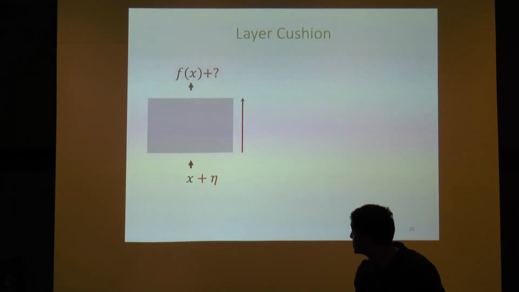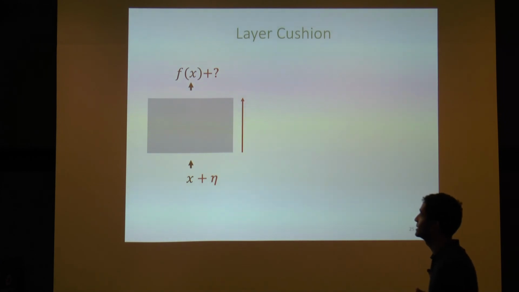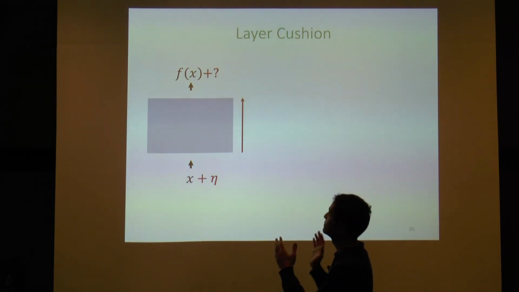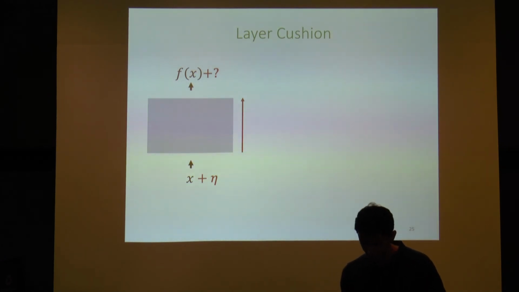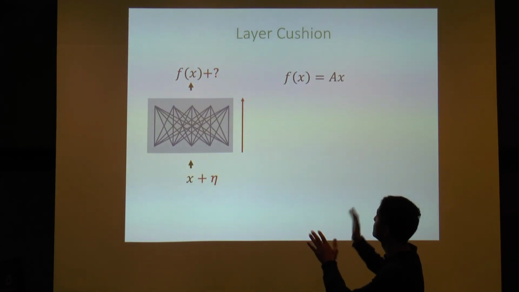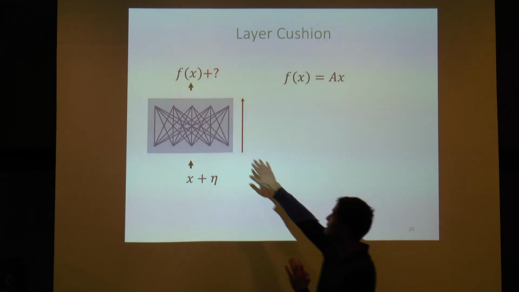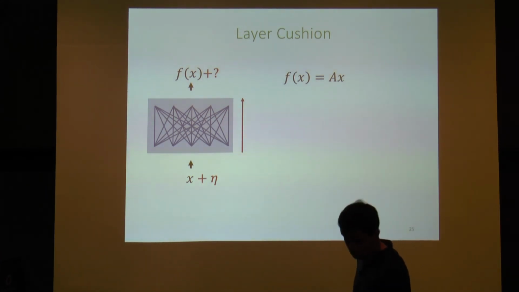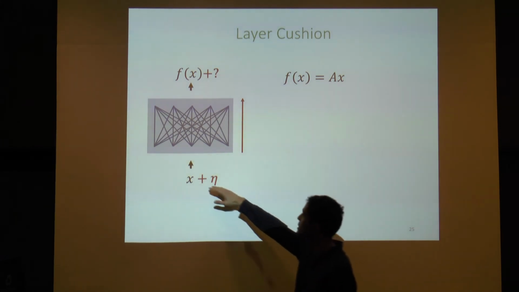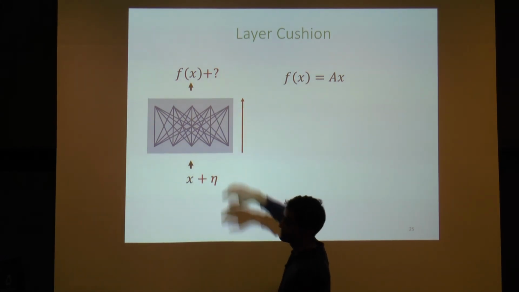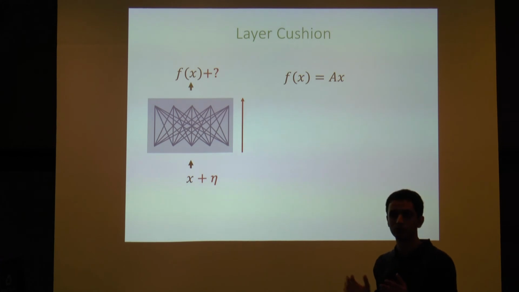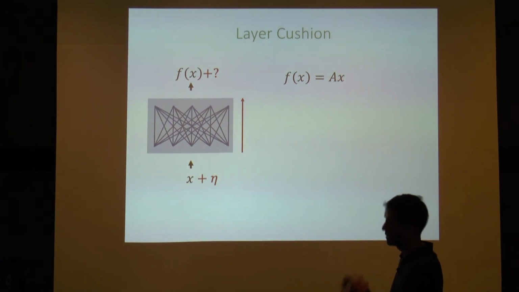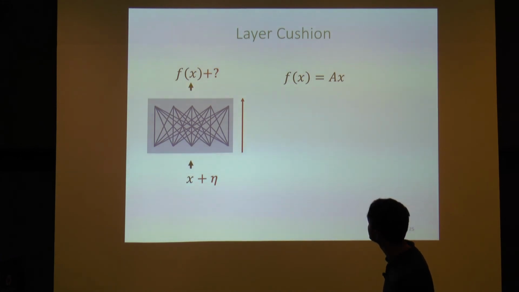One we call layer cushion, which is just showing that one layer is resilient with respect to noise. So if you just consider a linear function, you can just think of this as one layer of the network or just a linear function. So when can I say that if I have a noise, the ratio of signal to noise is going to be high? So that's what I want, right? I want to show that the ratio of signal to noise is going to be high. So when does this happen?